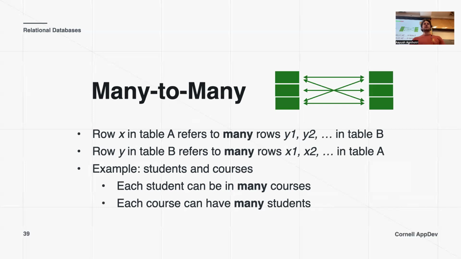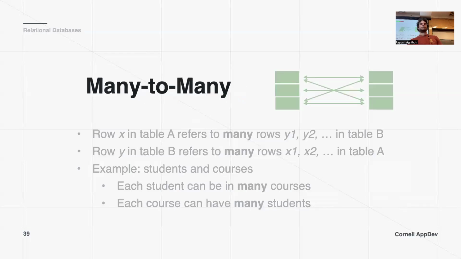And so the last big relationship we have is a many-to-many. As the name implies, row X in table A refers to many rows Y1, Y2 in table B. And then row Y in table B refers to many rows X1, X2 in table A. A good example of this is students and courses, right? Each student can be in many courses. Like I'm enrolled in 4 courses right now. But each course I'm in has hundreds of students, right? So each student can be in many courses, and each course can have many students. That's the premise behind the many-to-many relationship.